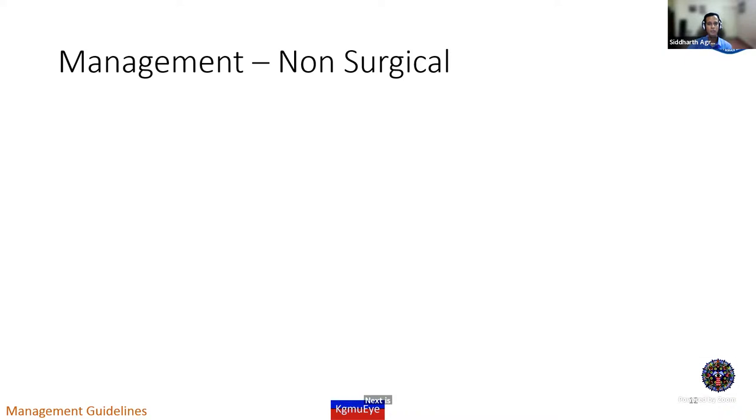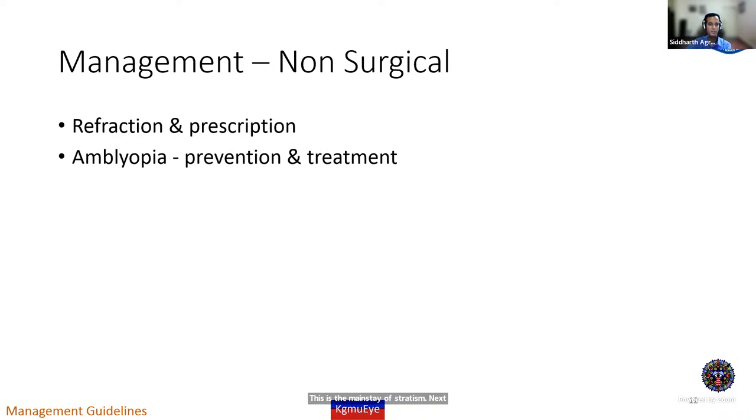Before you jump on to talking about the surgery, you must talk about the non-surgical options to your examiner. The first non-surgical option is refraction and prescription of appropriate glasses. This is the mainstay of strabismus treatment. Next is preventing amblyopia, and if it is present, you wish to treat it.